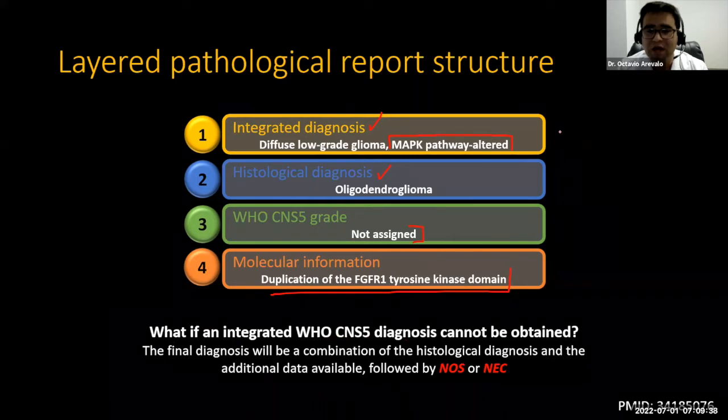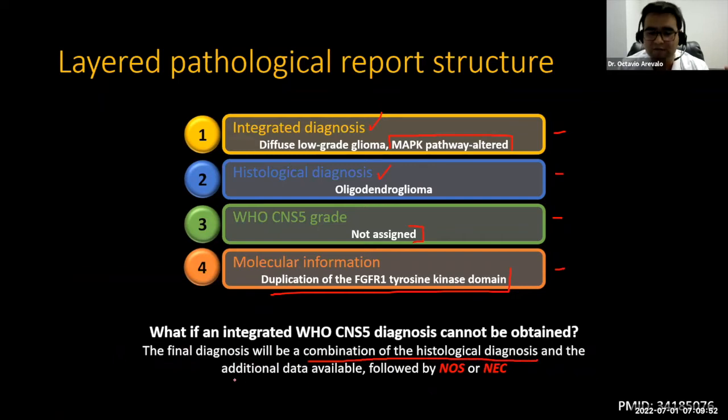So what if an integrated diagnosis based on the CNS5 WHO classification cannot be obtained? What if you don't have the information to fill in the blanks of these 4 layers? Then the final diagnosis will be a combination of the histological diagnosis and whatever else you have, the additional data available, followed by one of these acronyms. And what does it mean, NOS or NEC?